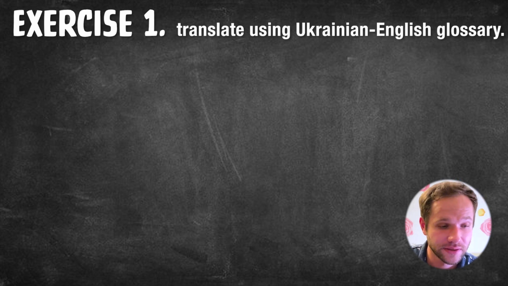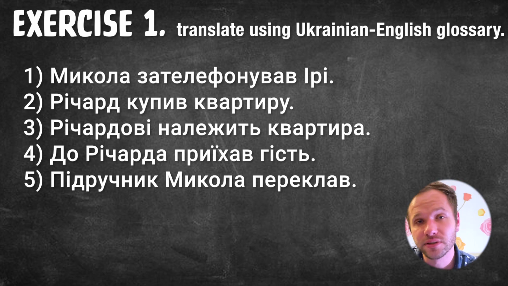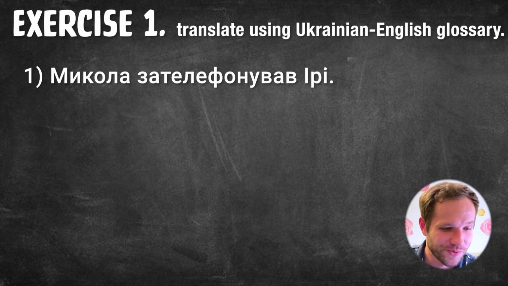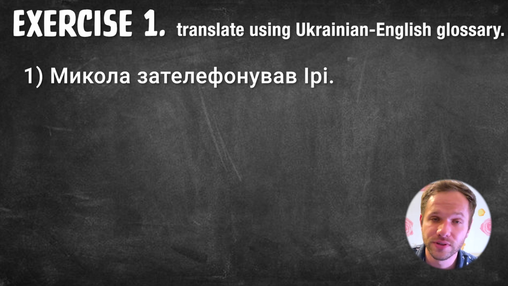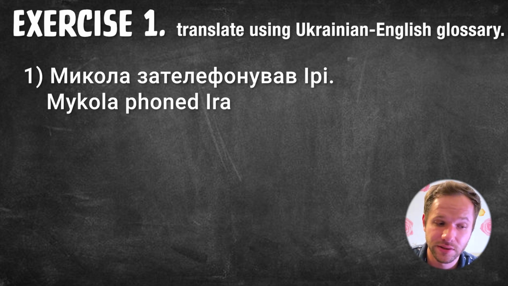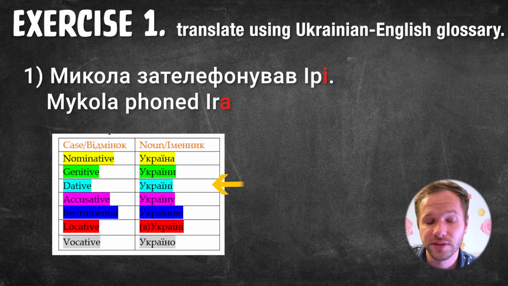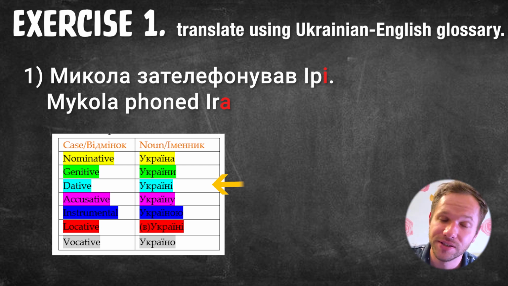Exercise 1. Перша вправа. You should translate these sentences using the Ukrainian English glossary. Of course, I will help you. Звичайно, я вам допоможу. So, we have the first sentence. Микола зателефонував Ірі. Микола phoned Ira. You see that in English, the name of the girl still remains the same, Ira. But in Ukrainian, because of these cases, we change it to Iri. To whom he phoned? Iri.